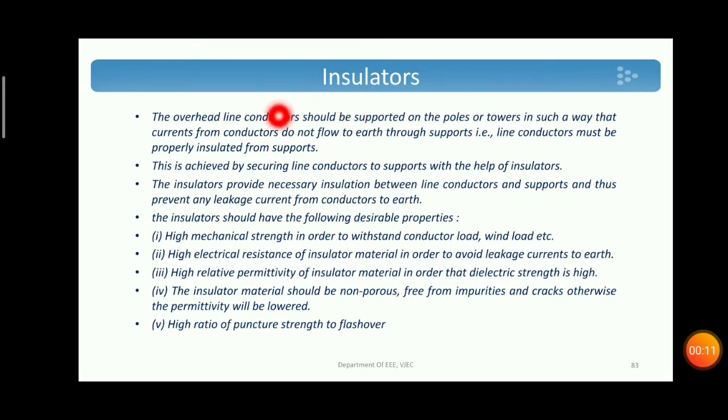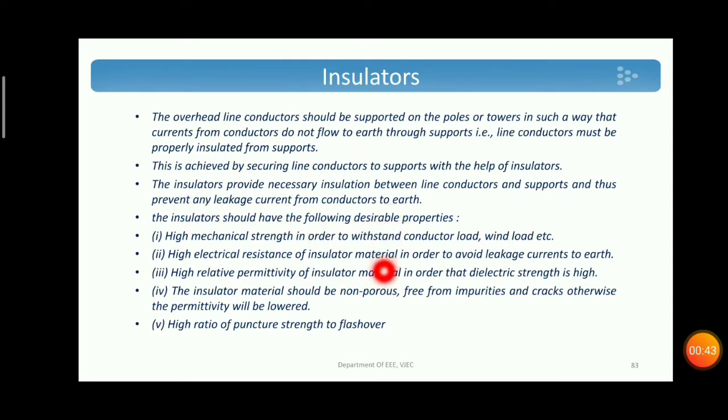The overhead conductors should be supported on poles or towers in such a way that current from the conductors does not flow to the earth through the supports. So, line conductors must be properly insulated from the supports. This is achieved by securing line conductors to the support with the help of insulators. The insulator provides necessary insulation between the conductor and the support, and thus prevents any leakage from the conductor to earth.